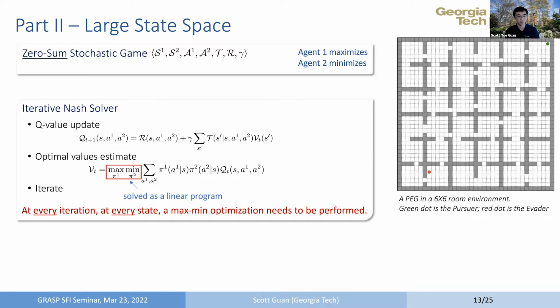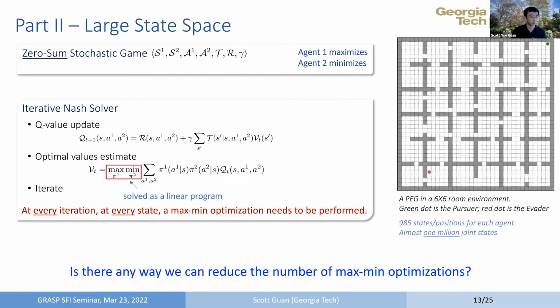So this becomes a trouble or a challenge when we have a large state space. For example, the pursuit-evasion game that we will talk about a little bit later has almost 1 million joint states. As a consequence, in every value iteration, we need to solve almost 1 million linear programs. So it's really burdensome for the algorithm if we directly apply this value iteration algorithm.